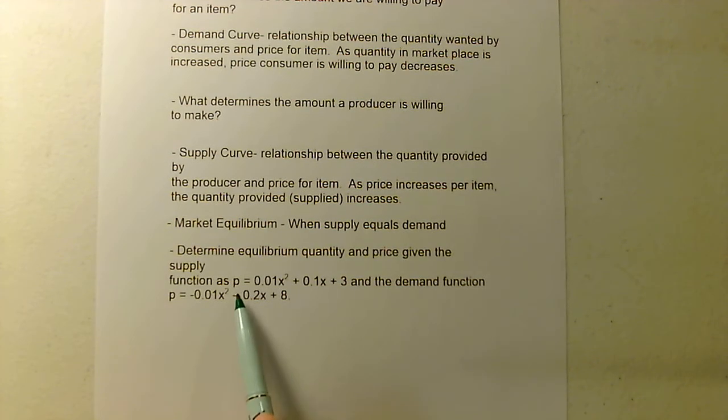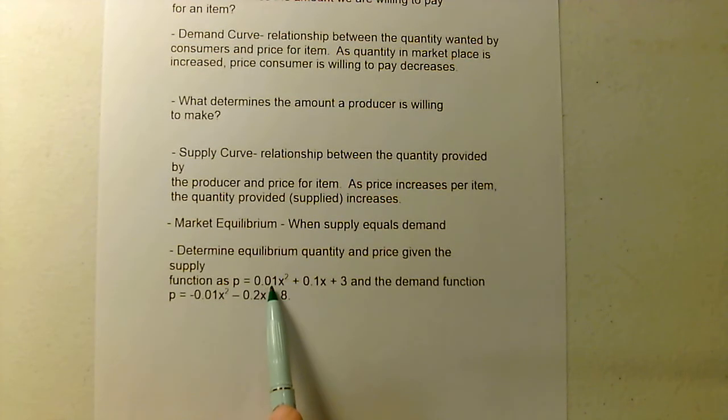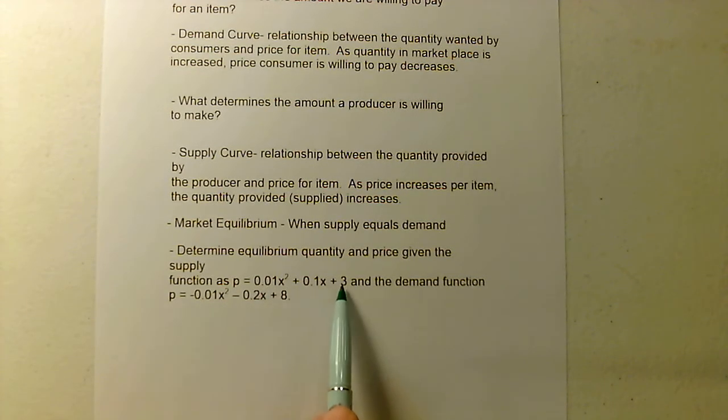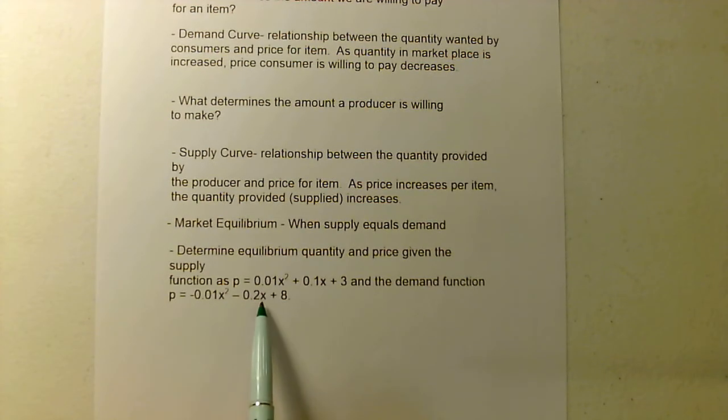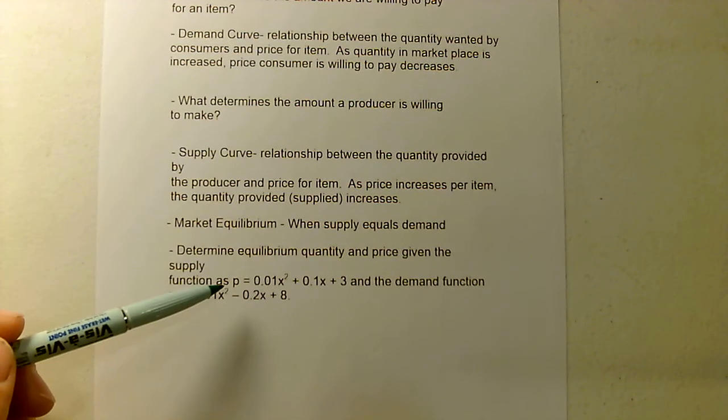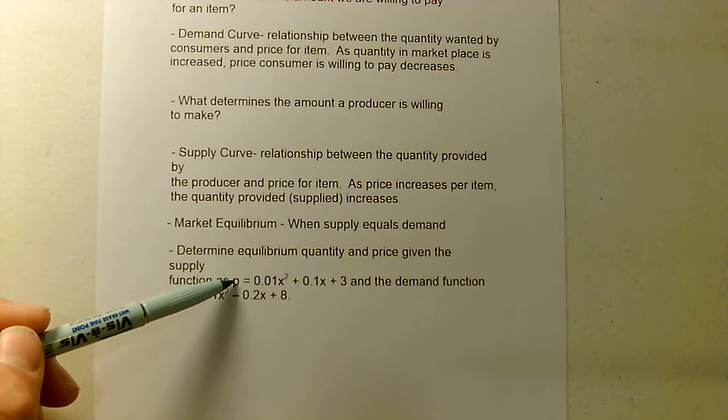So here we have a supply function, 0.01x squared plus 0.1x plus 3, and a demand function, negative 100th x squared minus 2/10 x plus 8. And there's a couple ways that we're going to be able to find this market equilibrium. One, we have a system of equations, so we can set up an algebraic form, or we can use our calculator.